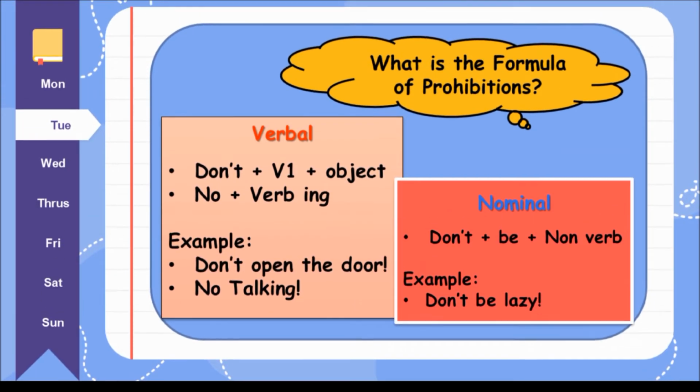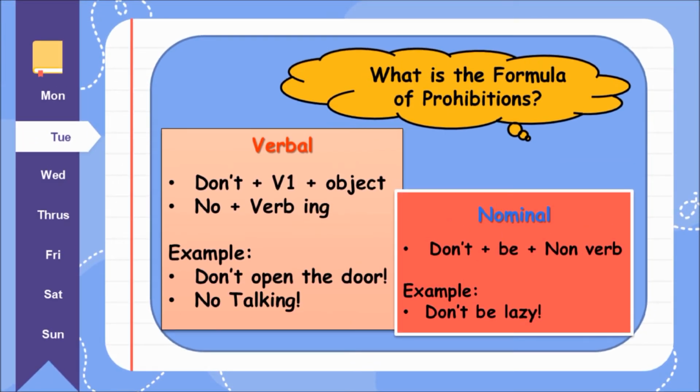And then how to use prohibition? So, we have to know about the formula of prohibition first. So, prohibition has two formulas, that are verbal and nominal. The first formula is verbal. The formula is don't plus verb 1 plus object.